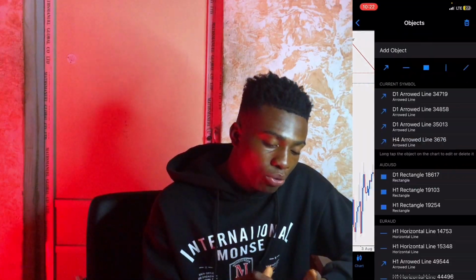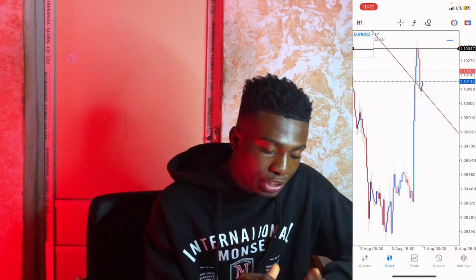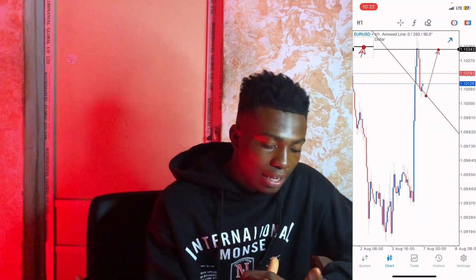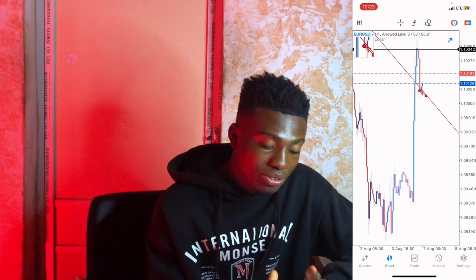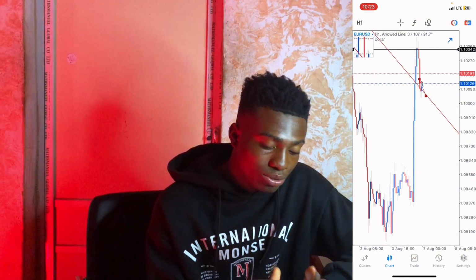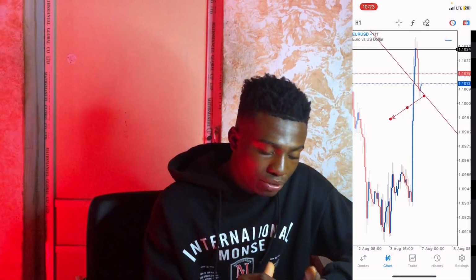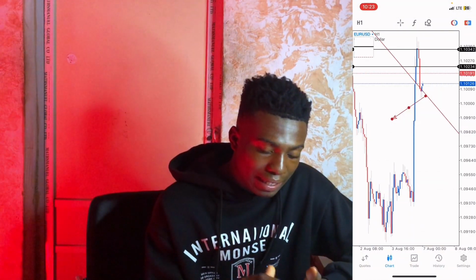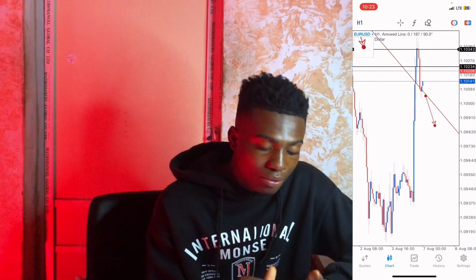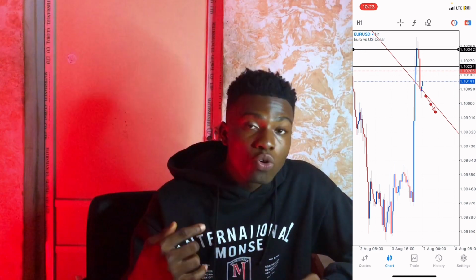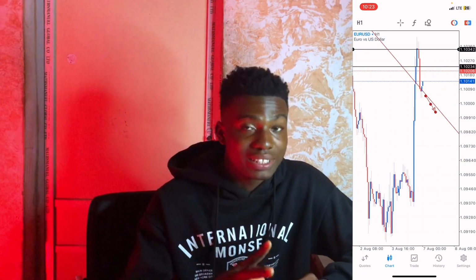So if the market is going to go up, we expect the market to break this structure, retest, and continue in an uptrend. Or the other thing that could happen is price could literally get to this point, then come down. From there, it starts to form lower lows and lower highs, which is a downtrend.